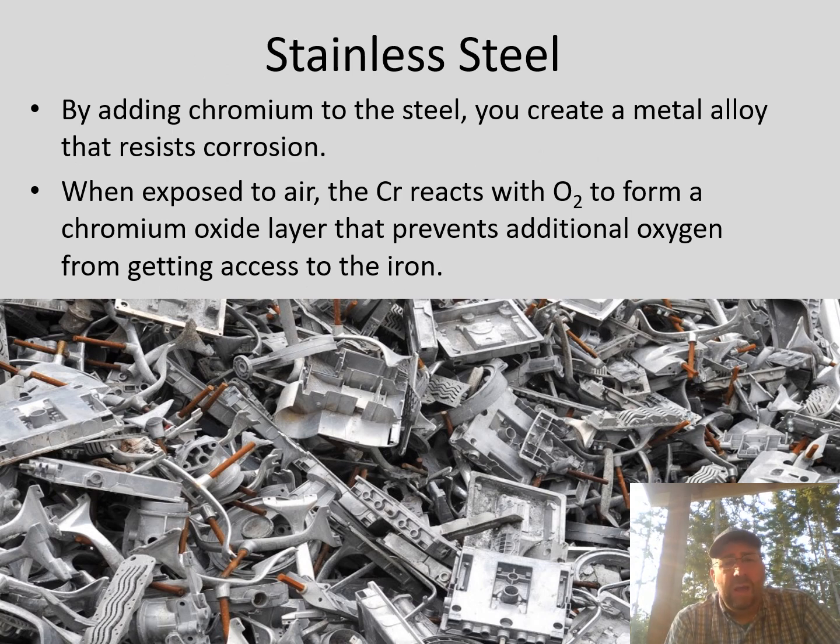So here's an example of an alloy that has the property we want, which is stainless steel. By adding chromium to steel, we're able to make a metal alloy that resists corrosion. You'll notice in this picture that there are these rusty bars in this steel heap here, and those don't contain this corrosion-inhibiting property. But all the others remain silvery and shiny even after years of exposure to the environment.